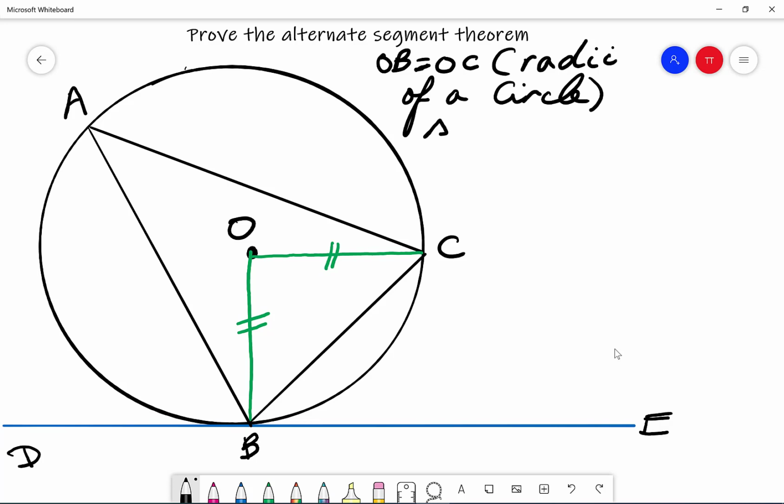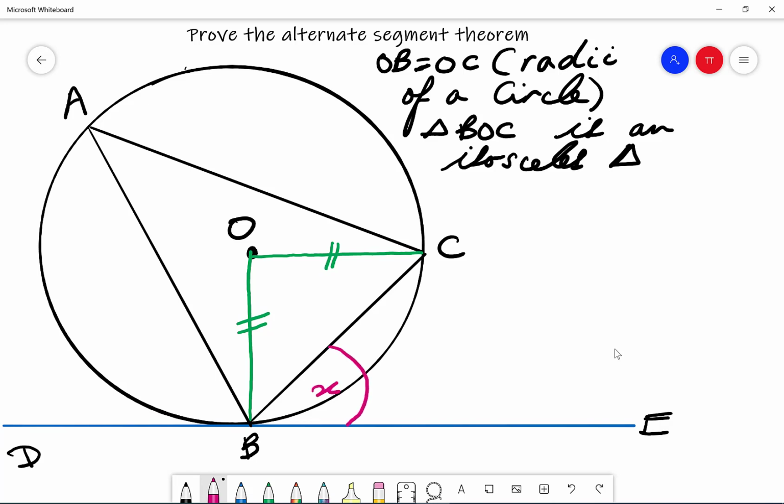So that implies that triangle BOC is an isosceles triangle. And we know that the base angles of an isosceles triangle are equal. So what we first do, we say let this angle between the chord BC and the tangent DE, let's say, this angle is going to be called X. So let's tell the examiner that. Let angle CBE be known as X.